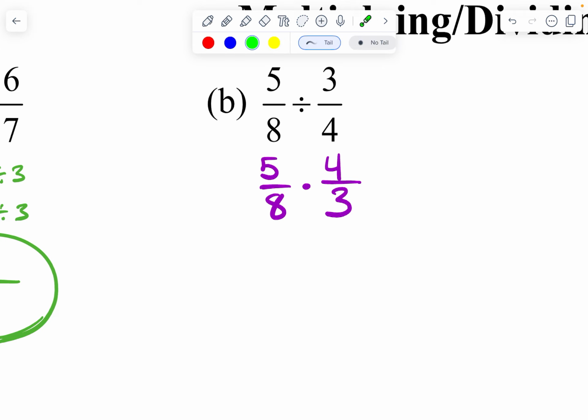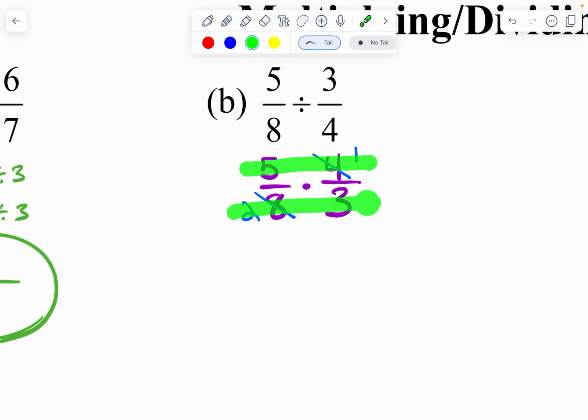So I'm going to look at 5 here. Can 5 divide into 8 or 3? The answer is no. So I'm going to move on to the other number in my numerator, which is 4. Can I divide something out of 4 and also out of 8? And the answer is yes. I can divide both of those by 4. So 4 divided by 4 is 1. If I do 8 divided by 4, that's 2. And that's basically as reduced as I can make it.